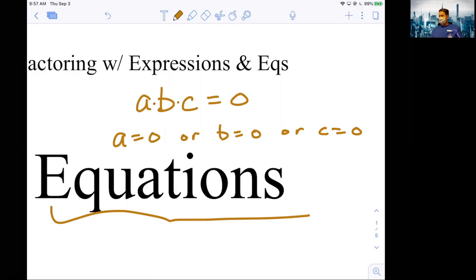That only works with 0. If that was equal to 1, you couldn't say that any of them had to be a 1. It only works with 0. So that's why we want to factor. That's why factoring is so important.